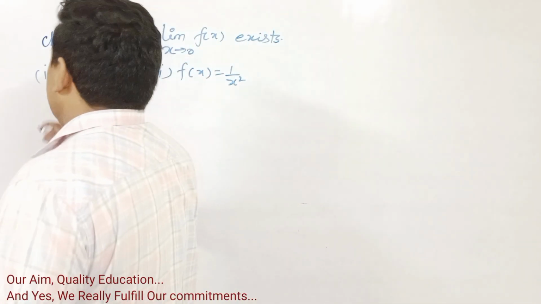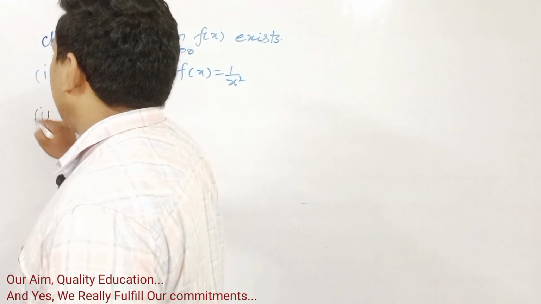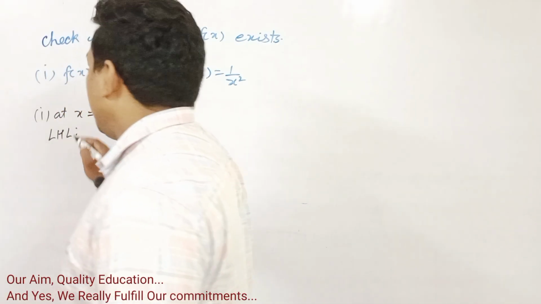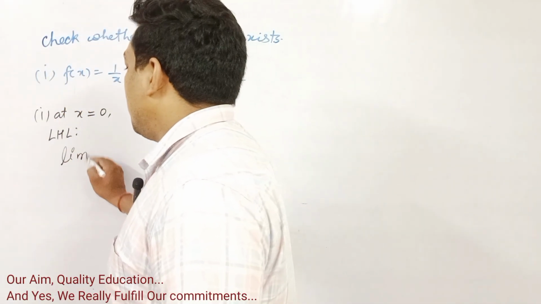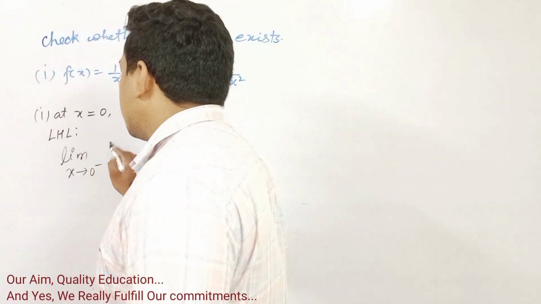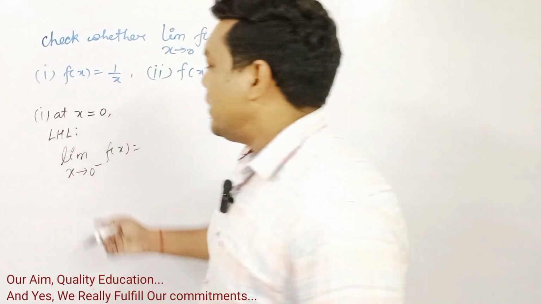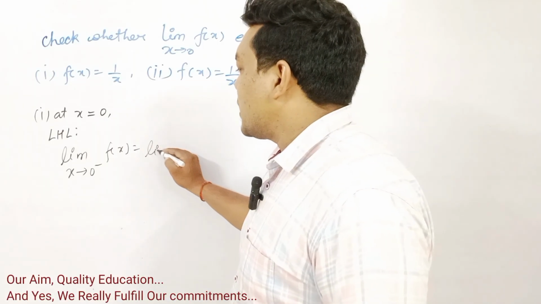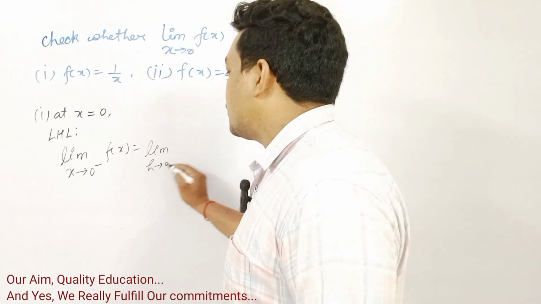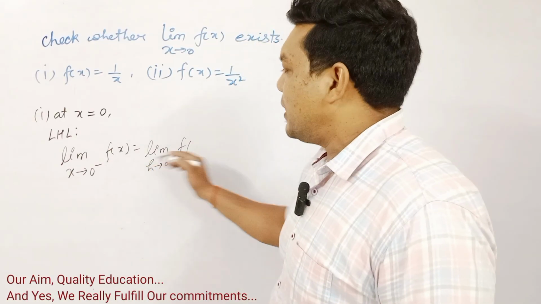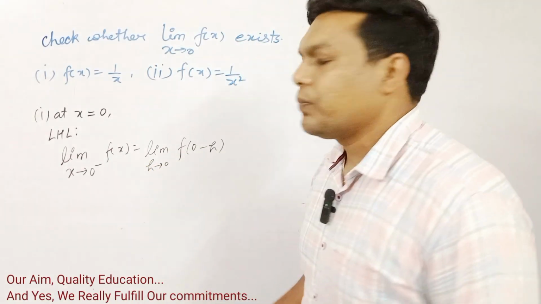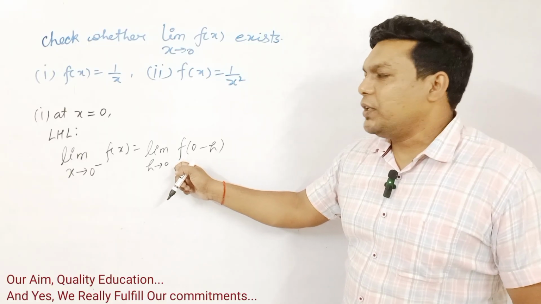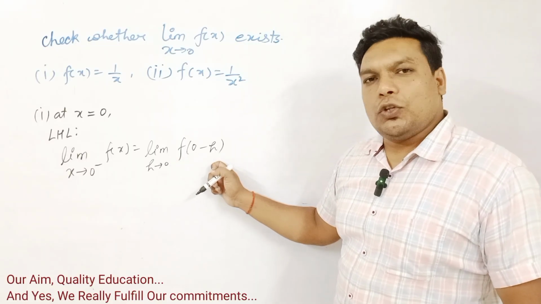Okay, so for the first function we'll calculate at x equals 0; we are calculating LHL. When you calculate LHL, it is limit x tends to 0 minus f of x. Just like we write the general formula, limit x tends to a minus f of x, if you use the concept of limit h tends to 0 f of a minus h, that is f of 0 minus h. Most of the time when you solve the question, you forget to write f here. So focus, it is f of 0 minus h.